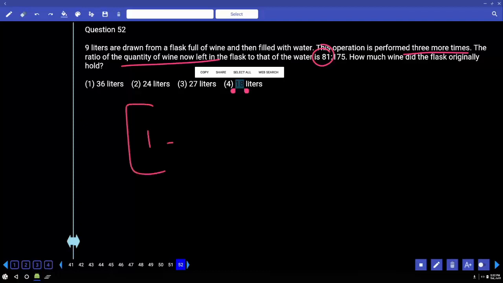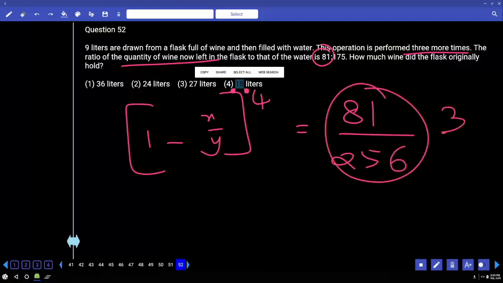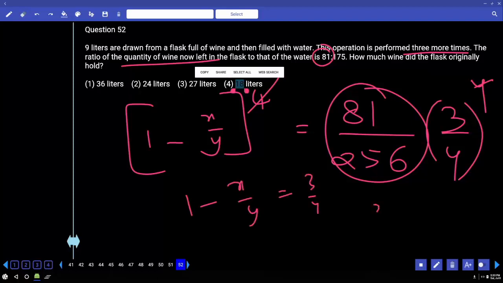The formula is (1 minus x by y) whole power n, means 4 times, equals 81 by the total quantity, 256. So this is nothing but (3 by 4) whole power 4, isn't it? So obviously the power 4s are cancelled. 1 minus x by y equals 3 by 4, therefore x by y is equal to 1 by 4, isn't it? Here x represents the quantity taken out and y represents the original quantity of the solution.